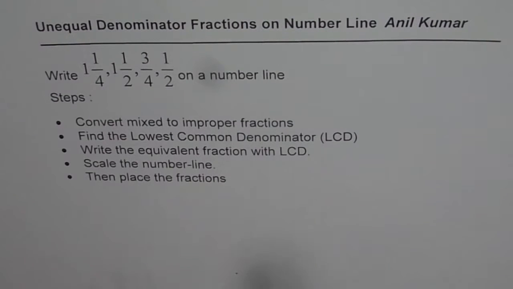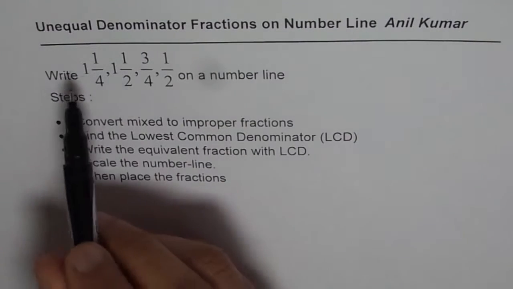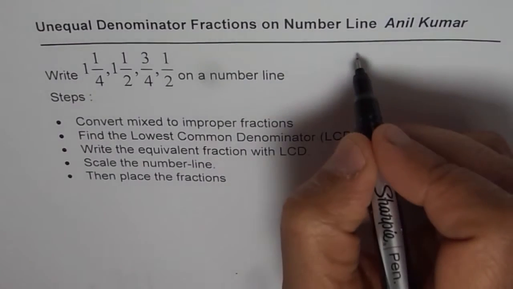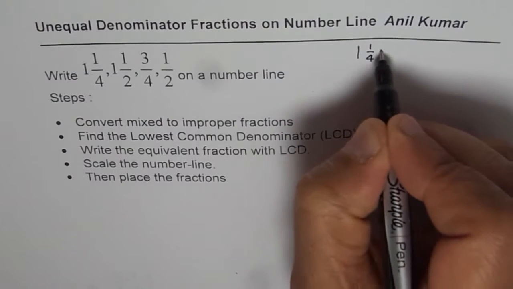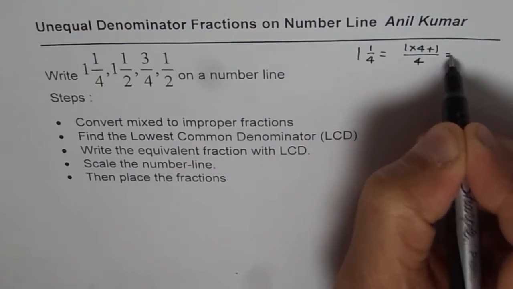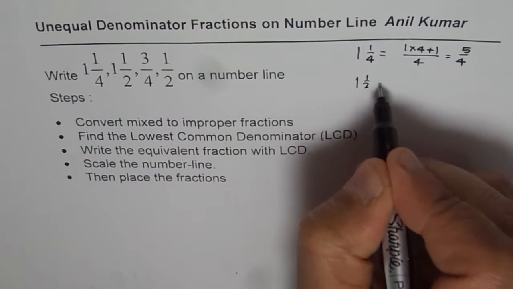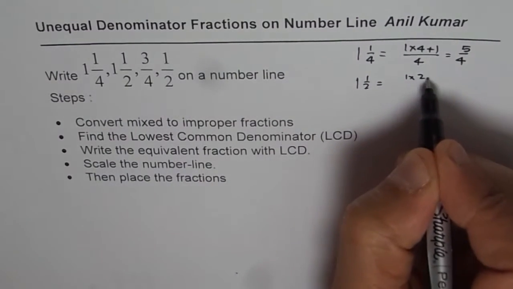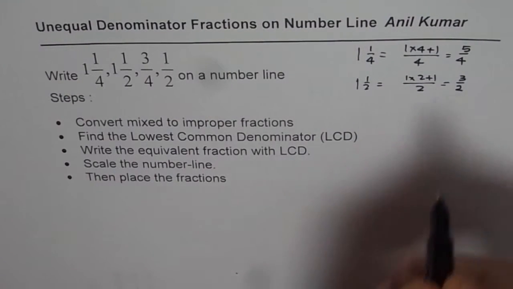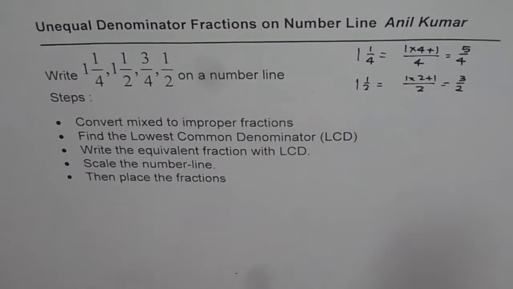So let us follow these steps one by one, converting to improper fractions. Now, if I have 1 and 1 over 4, then to convert it to an improper fraction, this could be written as, let me show you how. 1 and 1 over 4 will be equal to 1 times 4 plus 1 over 4, right? So this is the same as 5 over 4. Similarly, 1 and a half can be written as 1 times 2 plus 1 divided by 2. That is 2 plus 1, 3 over 2, right? So that is how we can write these two as improper fractions. So that is our first step.